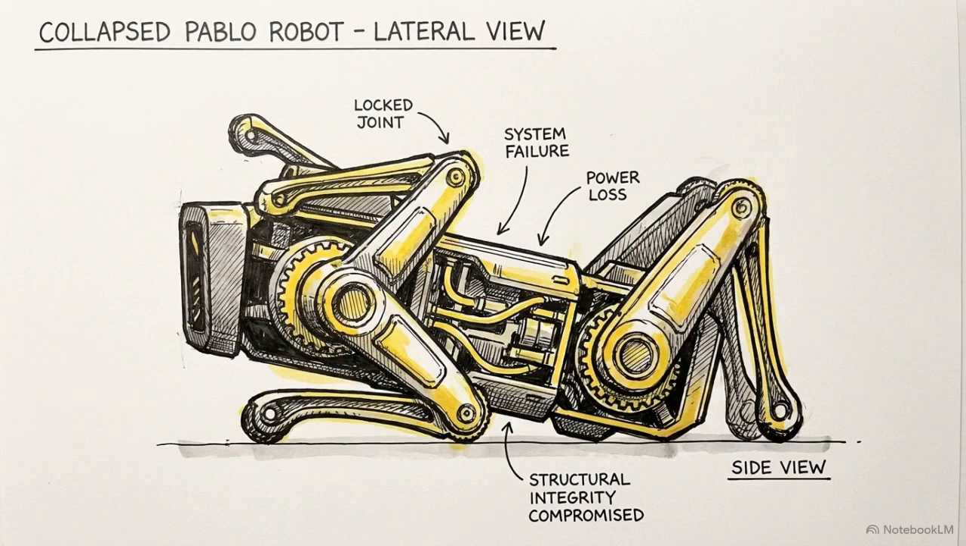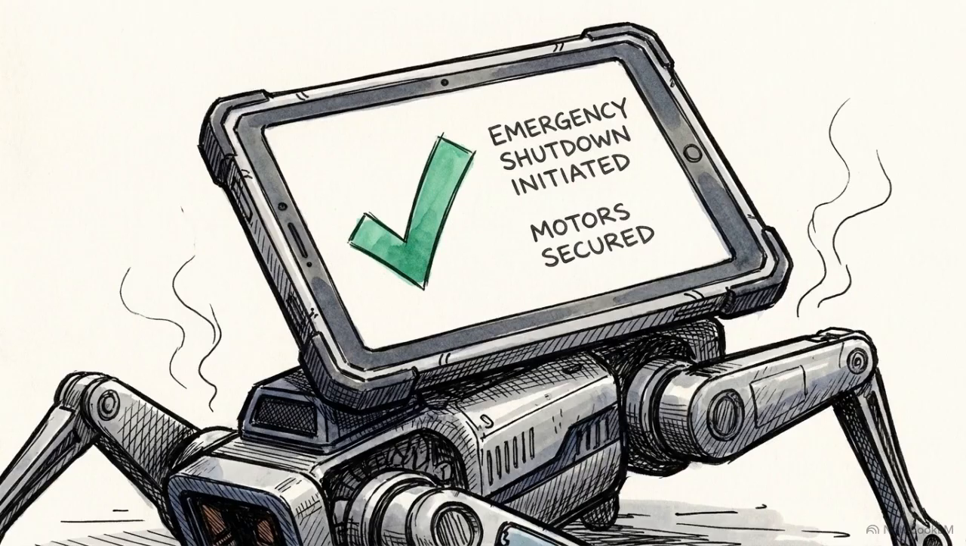While node isolation cannot prevent a robot from falling if its balance controller crashes, it ensures the rest of the software stack remains responsive, allowing safety monitors to control the hardware.